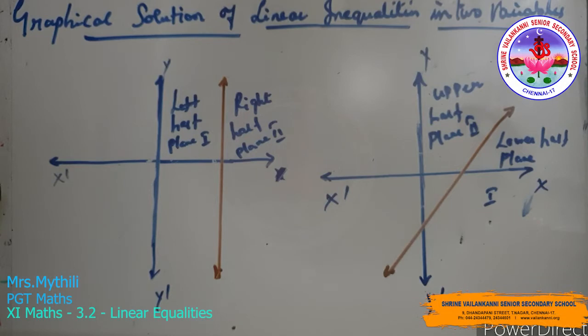Hello children. In the earlier section we have seen the graph of an inequality in one variable and how to represent the solutions of an inequality. We will now discuss the graph of a linear inequality in two variables. We know that a line divides the Cartesian plane into two parts. Each part is a half plane.